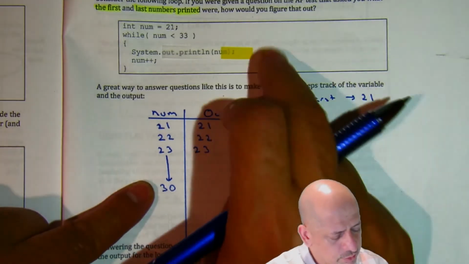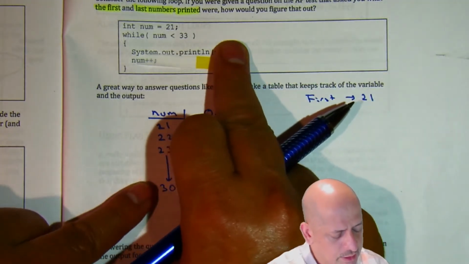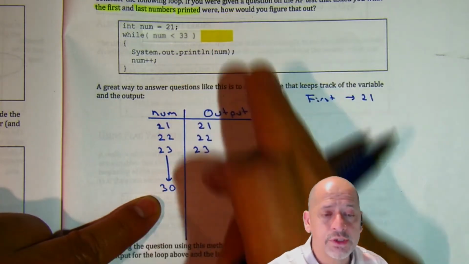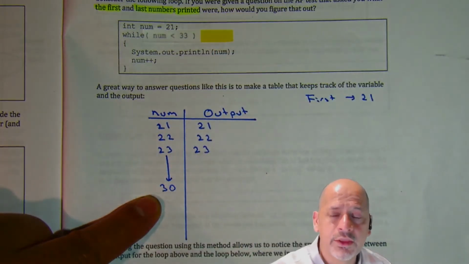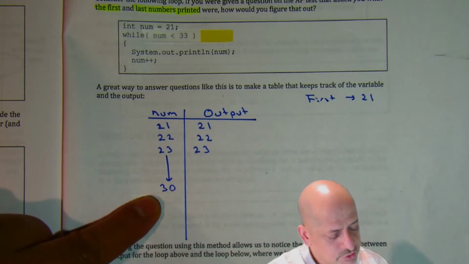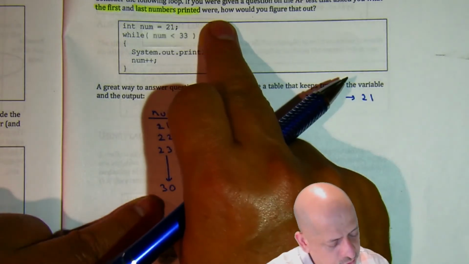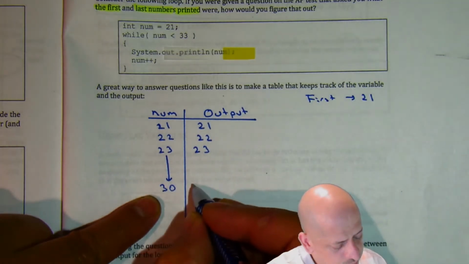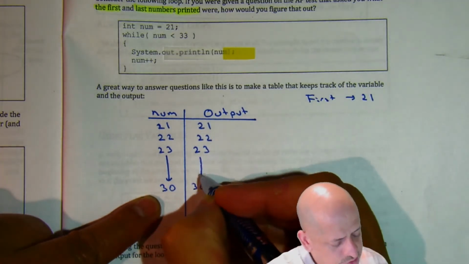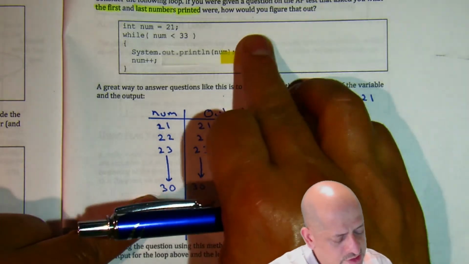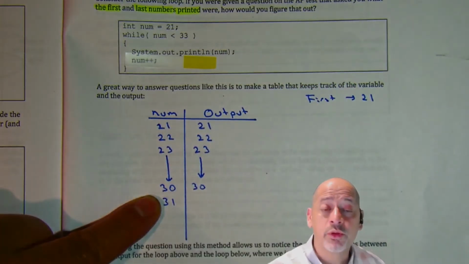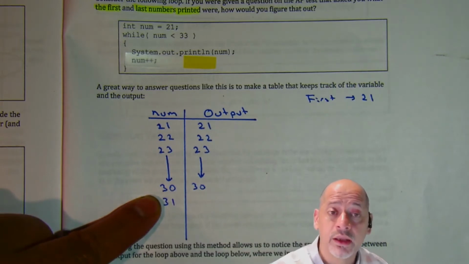So therefore, the number gets to be 30. I increase to 30. Then it continues through another iteration. It says, is 30 less than 33? Yes. So therefore, it goes inside the loop, and it prints the number once again. So that'll be 30. So all those numbers got printed. We increase it by 1. That'll be 31. Now remember that 31 has not gotten printed yet.